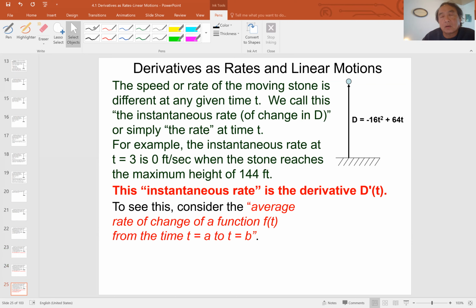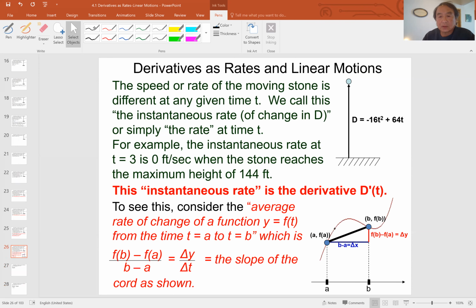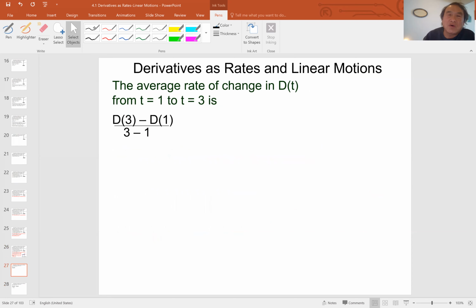And so we can talk about the average speed, that is how much distance is traveled over a period of time, from A to B. And so that's the delta y over delta t, just a slope. And on the graph, it's the slope of the line connecting the 2 points on the distance function graph. So for example, between 1 and 3 seconds, the distance traveled was 64 feet in the 2 seconds, so 32 feet per second.